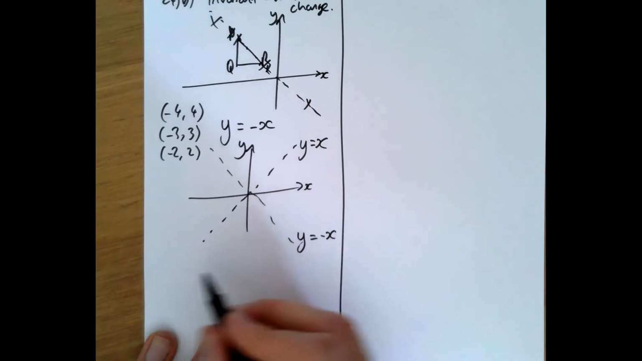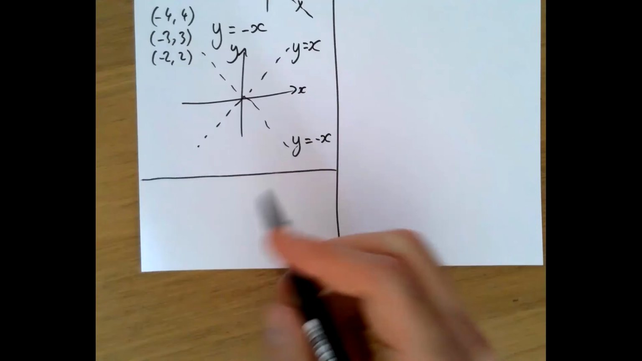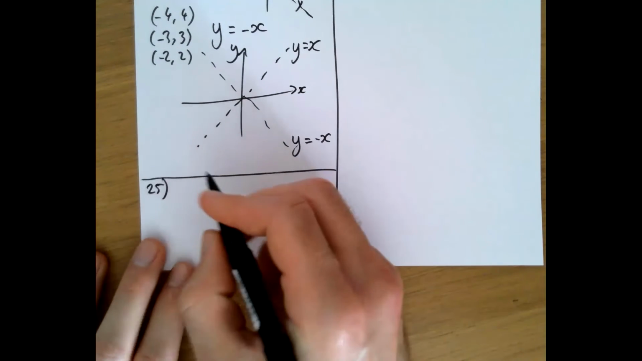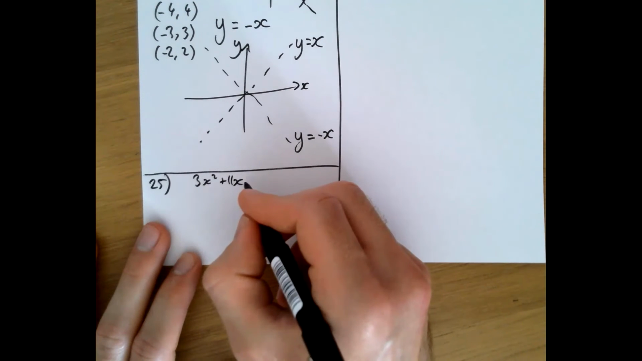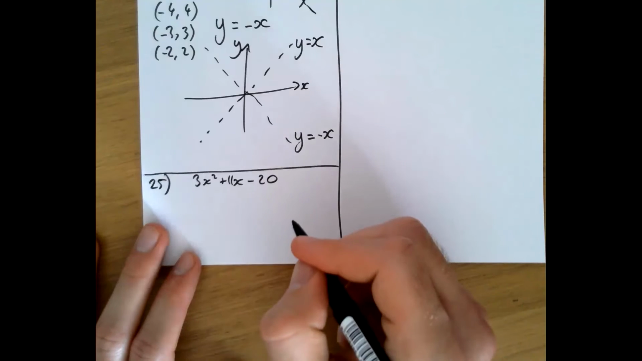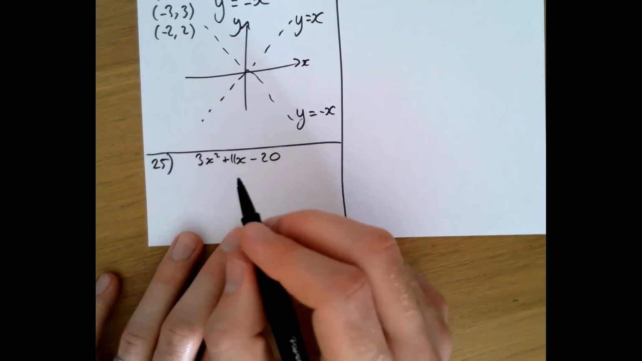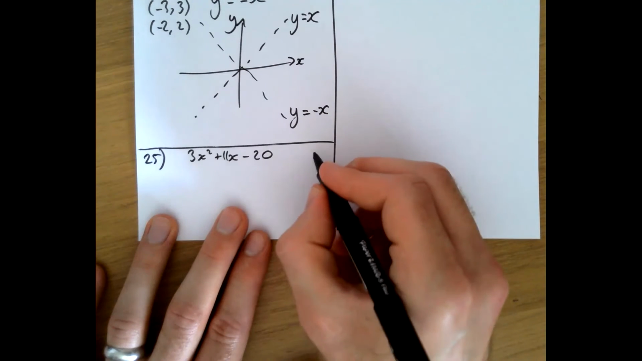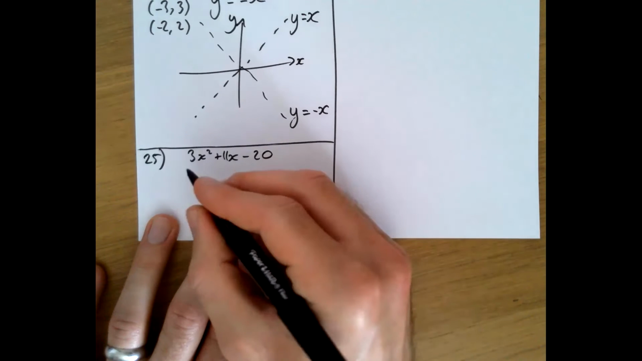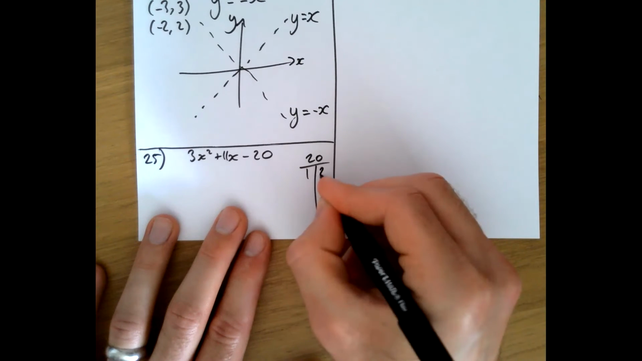Right, 25. So 25, we've got 3x squared plus 11x minus 20. Right, well, there's different ways to do this. There are some procedures, but it's also, I think, important to understand what you're doing, because then it makes it easier in the long run. So in the same way as you would do it if you just had 1x squared, write out the factors of 20. So 1 and 20, 2 and 10, 4 and 5.